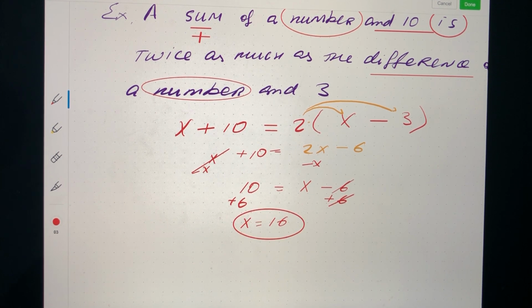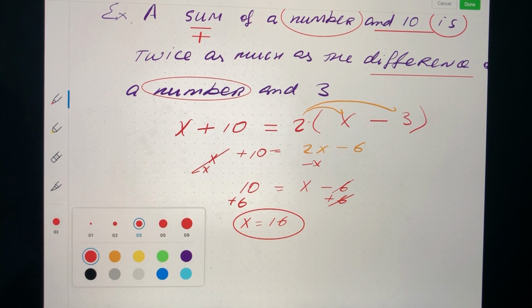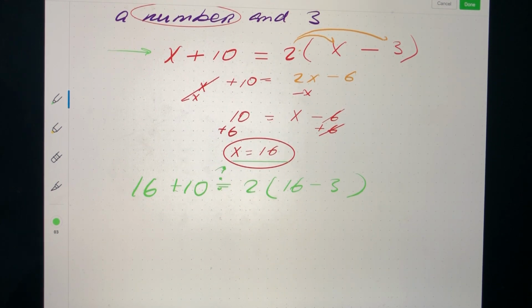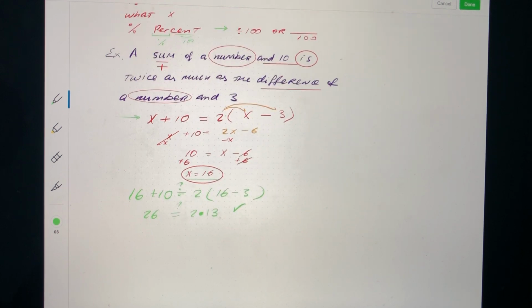Now to check, we go back to our original setup, and we replace each x with 16. So 16 plus 10, does that equal 2 times 16 minus 3? Well, 16 plus 10 is 26. Is that the same as 2 times 16 minus 3, which is 13? 2 times 13 is 26, so true. Our answer works, and we have solved our word problem.